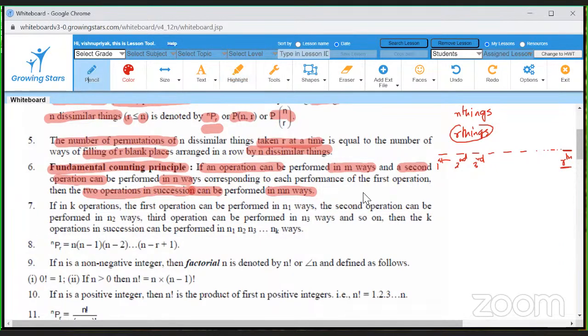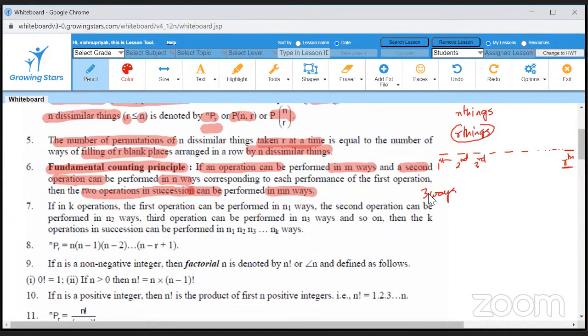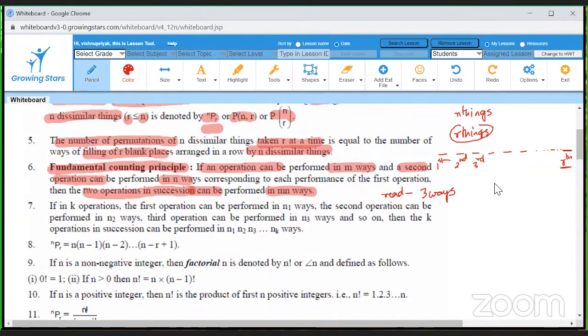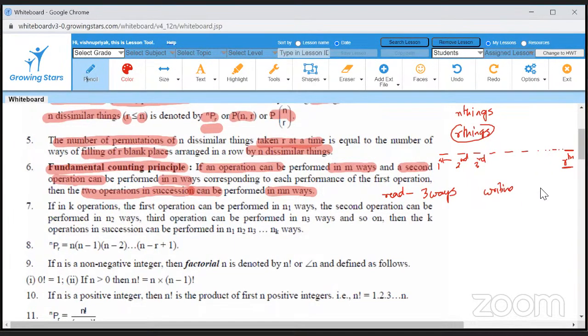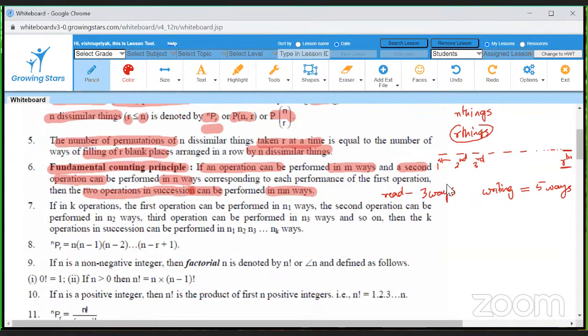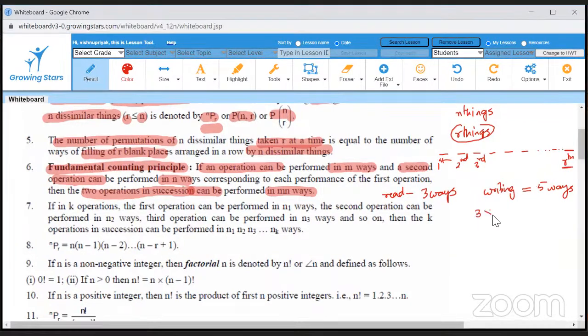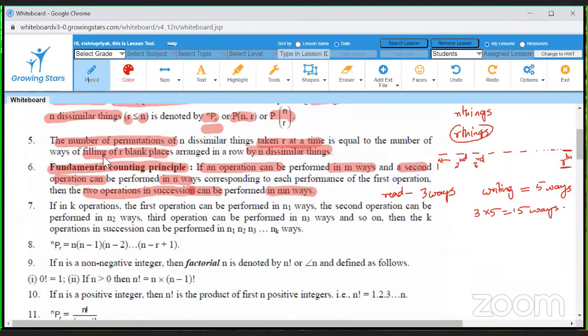For example, I can read books in 3 ways. Reading I can do in 3 ways. After that, the second work, writing, I can do in 5 ways. Then both reading and writing, first reading, then writing, I can do in 3 into 5, that is 15 ways. This is what the fundamental counting principle tells you.